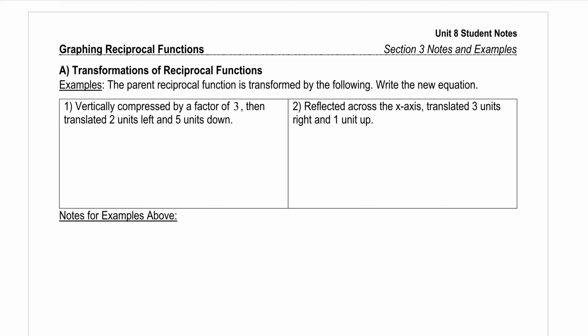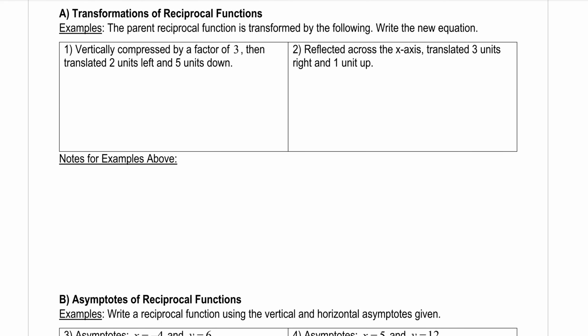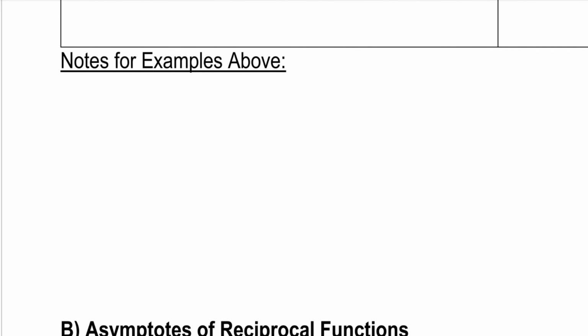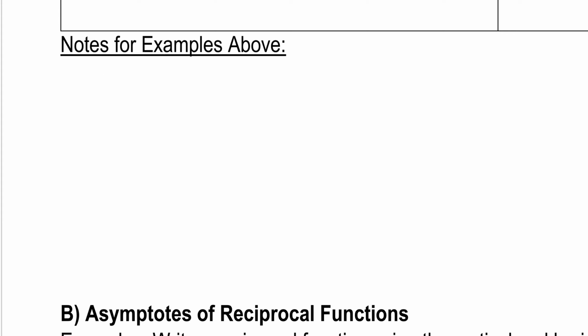This is 8.3 notes, graphing reciprocal functions. That's how you say that word, in case you didn't know. Alright, so we're going to talk about transformations and then asymptotes again, and then graphing these with domain and range. So the first thing we're going to do is transformations. So let's go with some notes so that we know what we're talking about.